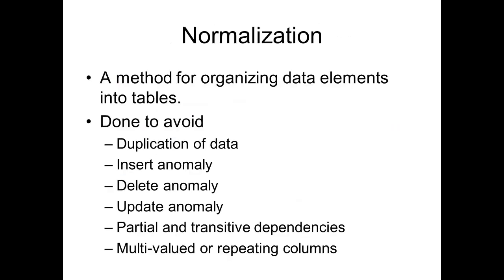Normalization is a method that we can use to avoid or to eliminate these and other potential problems in a relational database. Specifically, normalization allows us to avoid issues such as duplication of data, insert anomaly, delete anomaly, update anomaly, and partial and transitive dependencies in multi-valued or repeating columns as we discussed earlier.